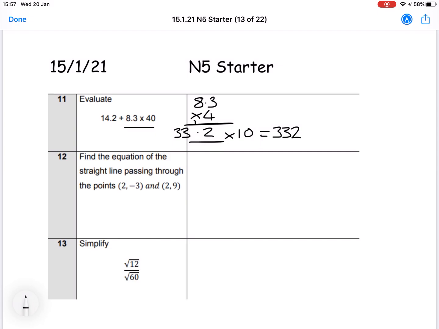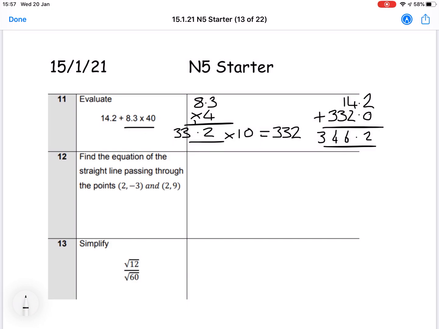We would then go back and do 14.2 plus the 332. And it's important to make sure that these are lined up correctly. So you could add a 0.0 just to line that up with the 0.2 above it. So 2 and 0, well that's 2, 4 and 2, 6, 1 and 3, 4, and then your 3. So 346.2.